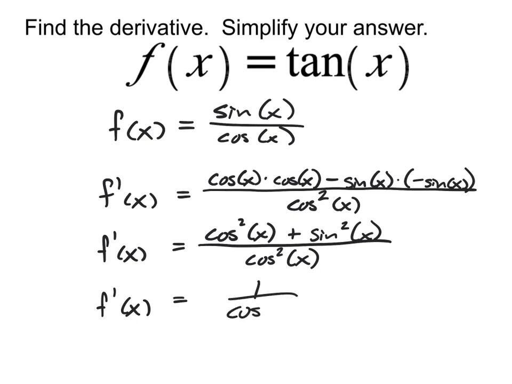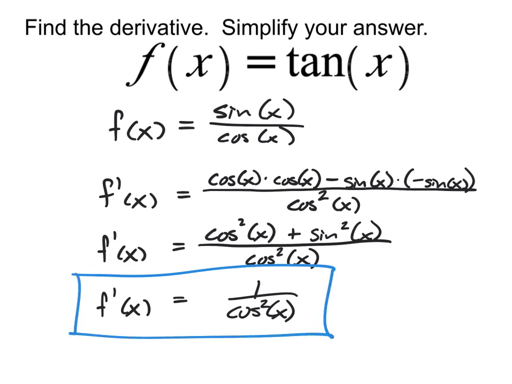Now on the bottom, we still have our cosine squared of x. So this is our derivative of tangent of x. It's going to be 1 over cosine squared of x.